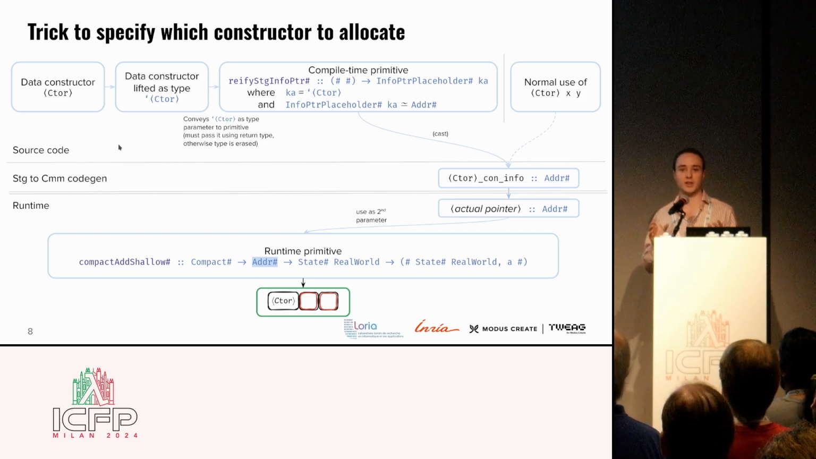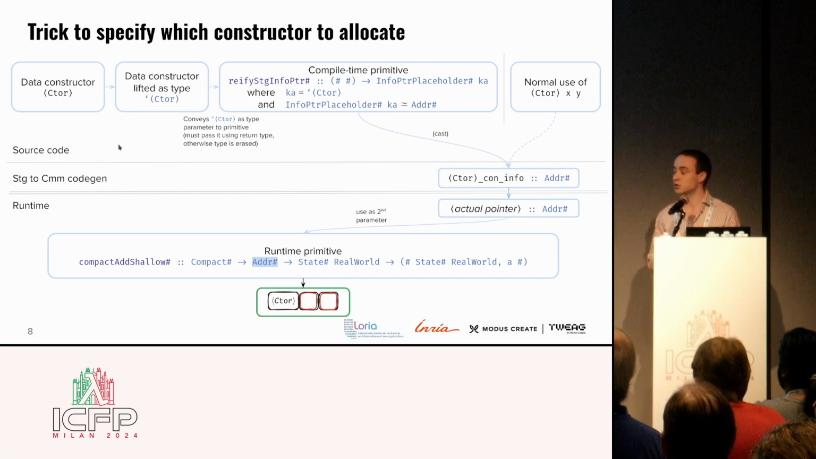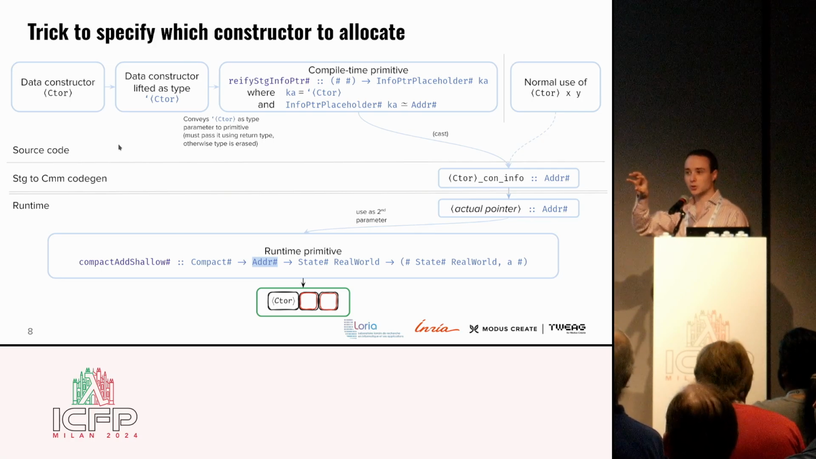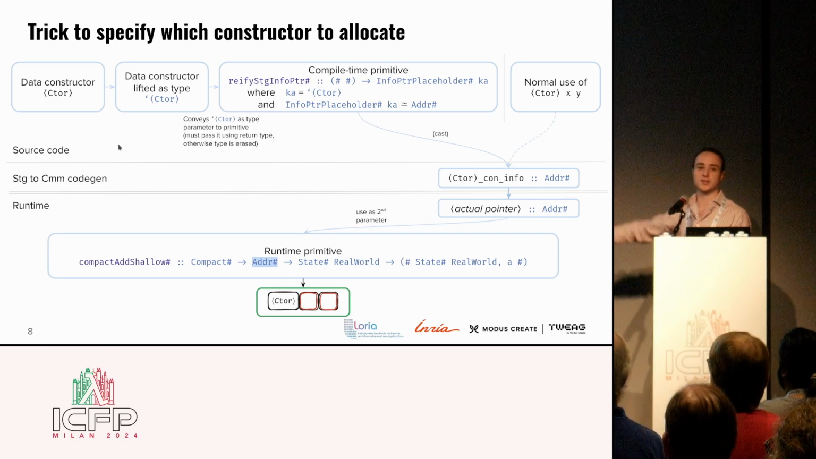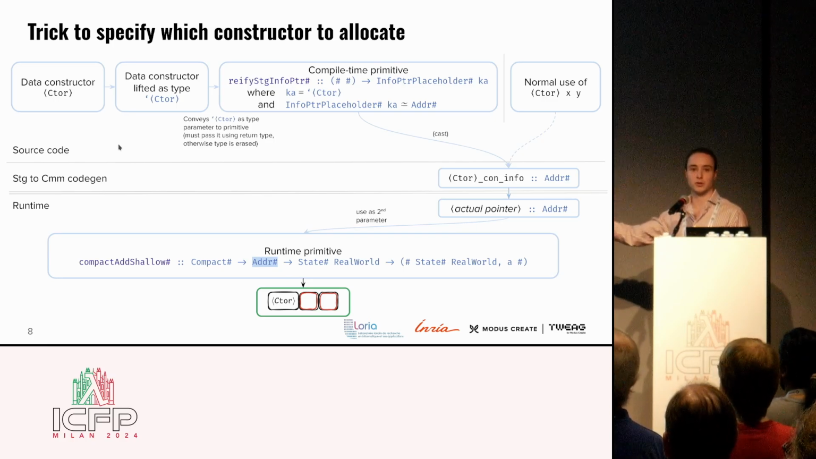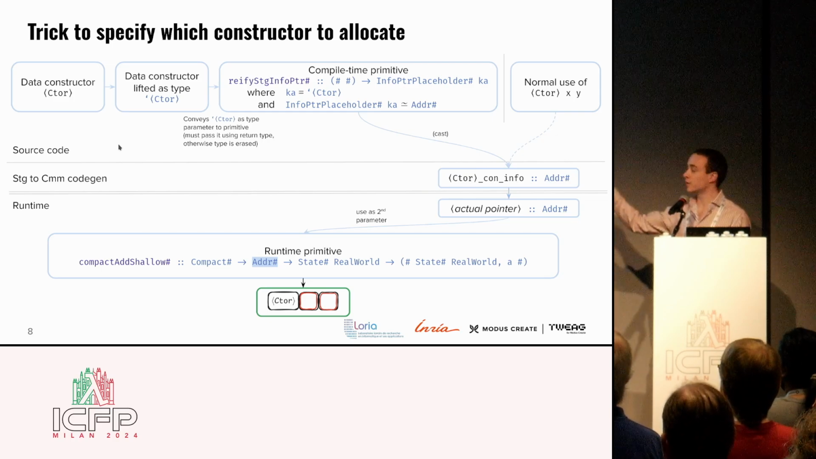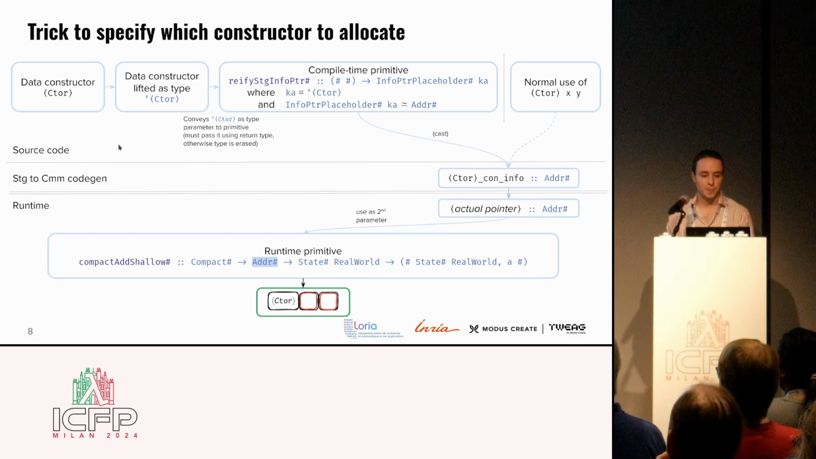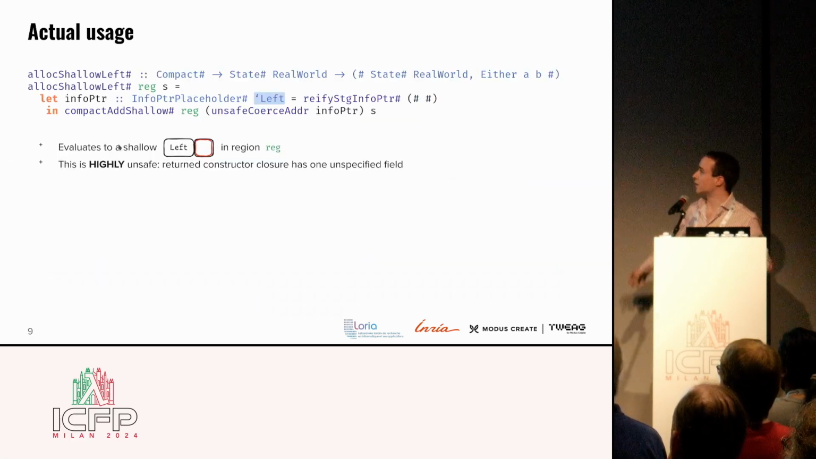Actually, it's the only thing I need at runtime to allocate the proper constructor I want. So this primitive is in charge, at compile time, of transforming the data constructor lifted as a type into its static info table pointer. And at runtime, this will just become a static Addr# value that the compact add shallow primitive can use to finally allocate the constructor. So let's see how that works in action.